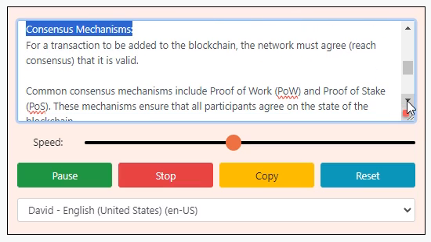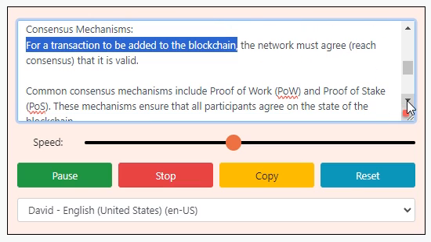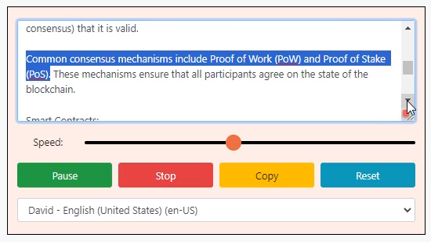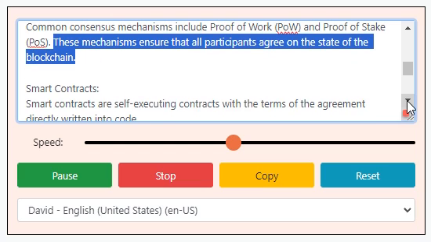Consensus mechanisms. For a transaction to be added to the blockchain, the network must agree, reach consensus, that it is valid. Common consensus mechanisms include proof of work, POW, and proof of stake, POS. These mechanisms ensure that all participants agree on the state of the blockchain.